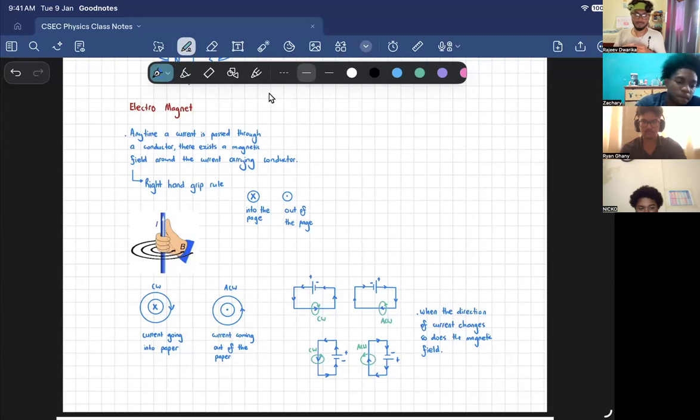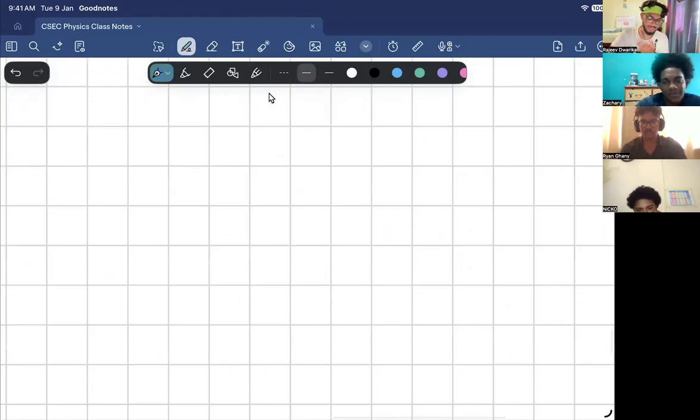Yes, sir. So if you see an X, it means that the current is going into the page. And if you see an O, what would it start with? Out. So if you see an X, it's going in. If you see an O, it's going out.